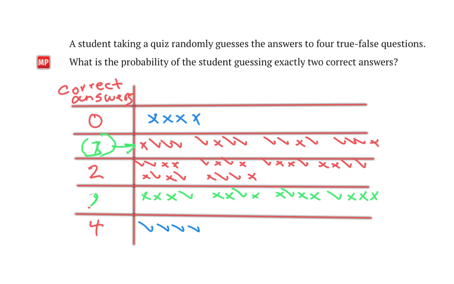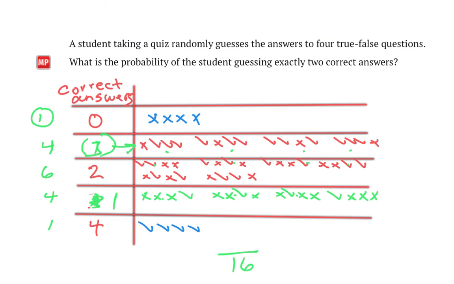All right, so what we're looking at is the number of possible outcomes, my sample space. How many things are in my sample space? Well, there's 1 possible way to get 0 right. There are 4 possible ways to get 3 right. There are 6 possible ways to get 2 right. There are 4 possible ways to get 1 right. And there is 1 possible way to get all 4 correct. So my sample space, if I add those up, has 16 items in it.